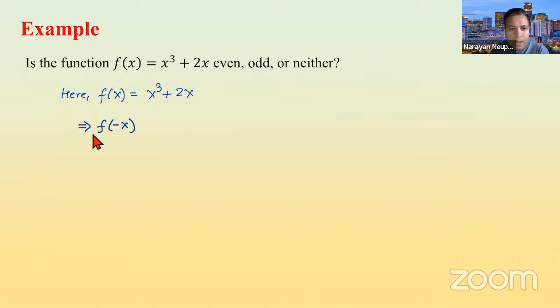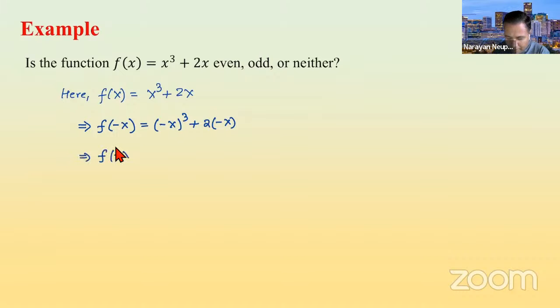So let's do that. If we plug in negative x, in place of x we are plugging in negative x. We do the same thing on the right-hand side also. So that is equal to negative x cubed plus 2 times negative x. So we plug in negative x for x. That is our first step, and then we'll try to simplify this.